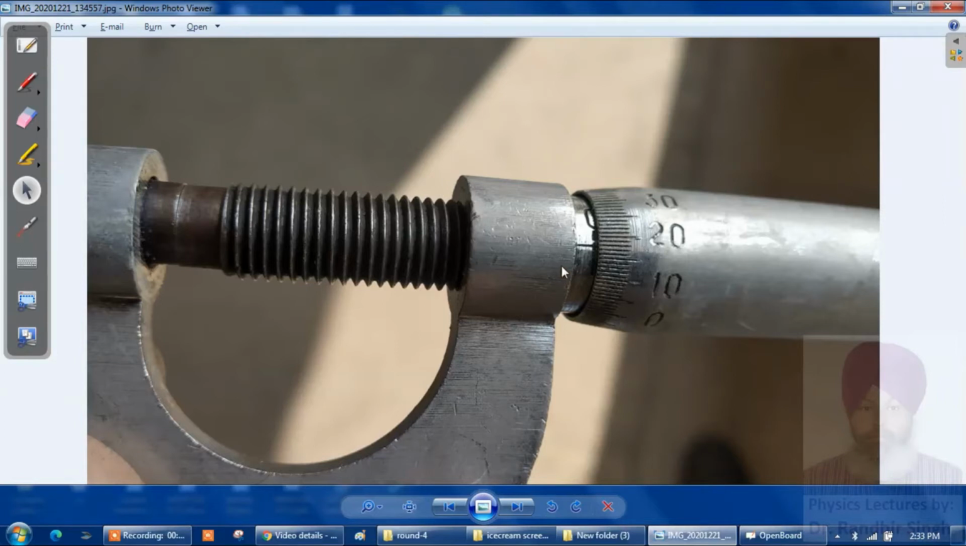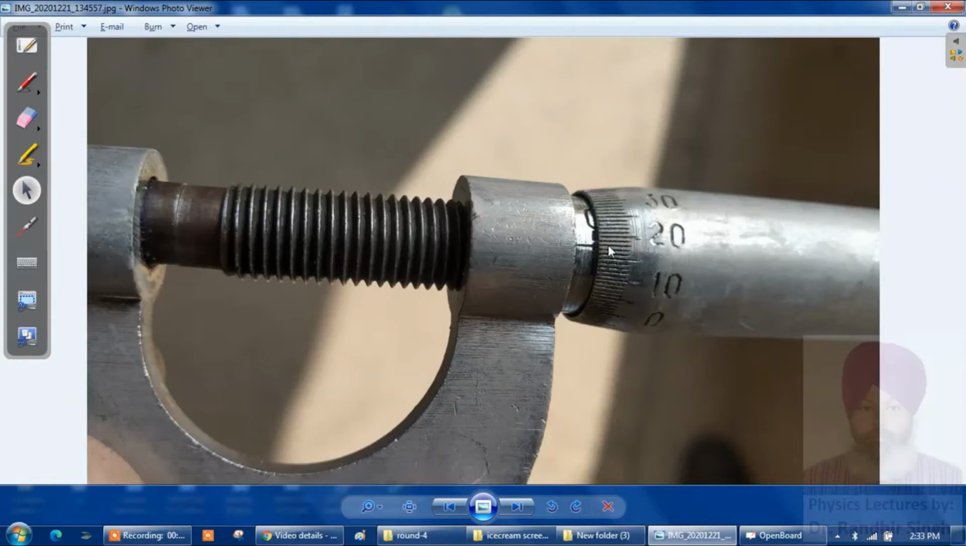Yes students, so this is 15, 16, sorry, this is 15, 16, yes, 17, this is 18. So the 18th division is coinciding with the 0th division of the main scale. So there is a positive error of 18 divisions.